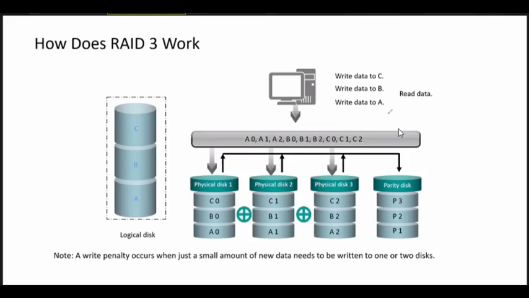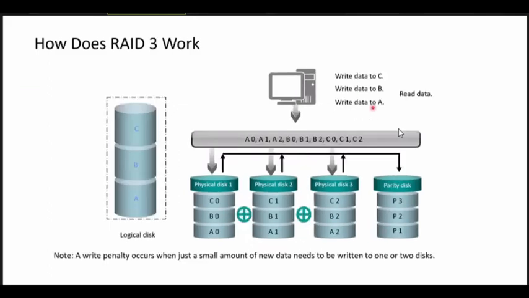RAID 3, however, because you have to build the parity, after you write the data, then you have to calculate the parity. After you write the data, calculate the parity. Reading, no issues. Reading speed, no issues, but writing speed takes a hit. Okay, make sense?